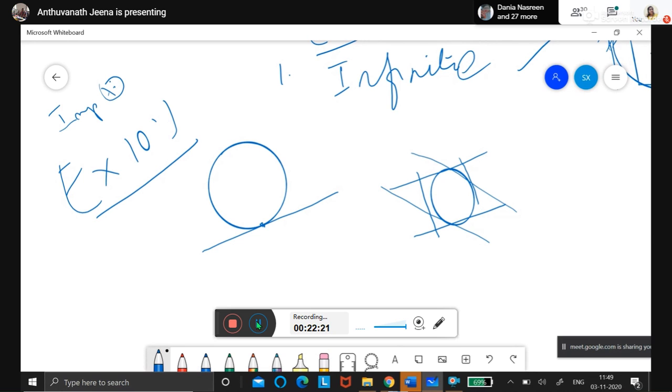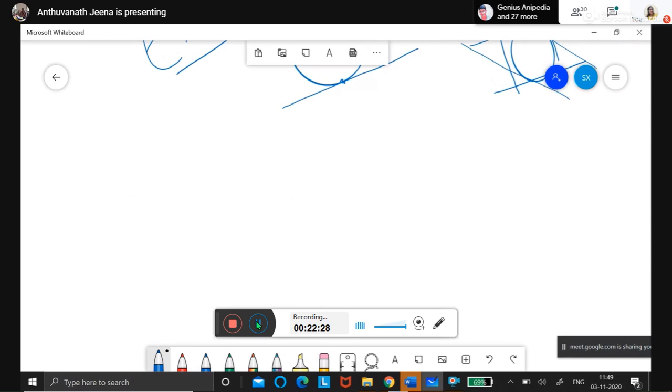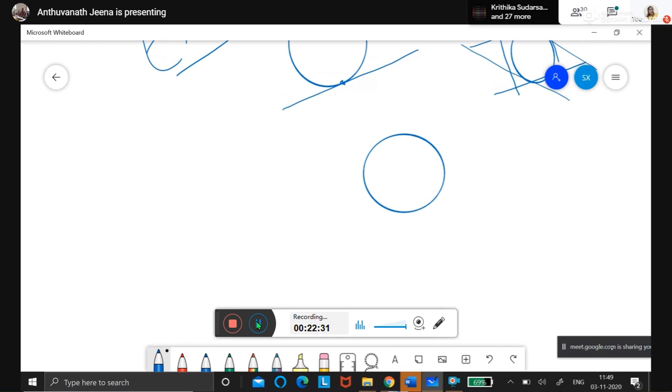Ma'am, can you just give a glance at the third sum, how to do it? Okay, a tangent PQ at a point P of a circle of radius 5 centimeters meets a line through the center of the circle at the point Q, so that OQ is 12. So OQ is 12, and this angle is 90 degrees.